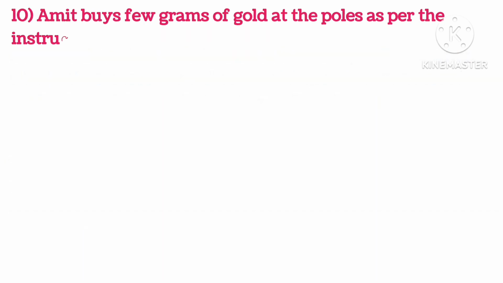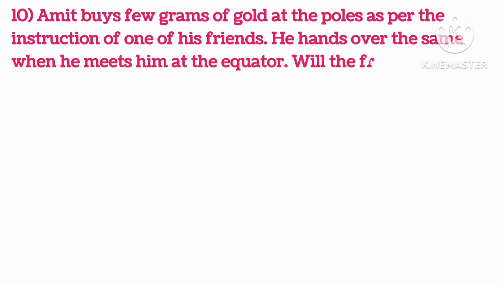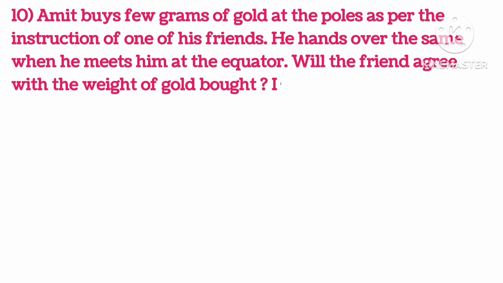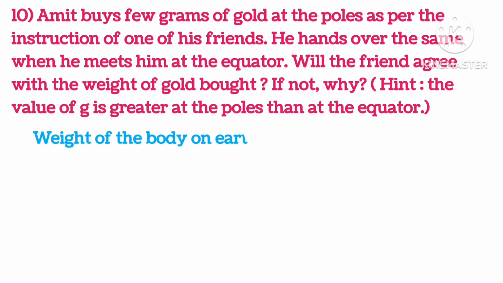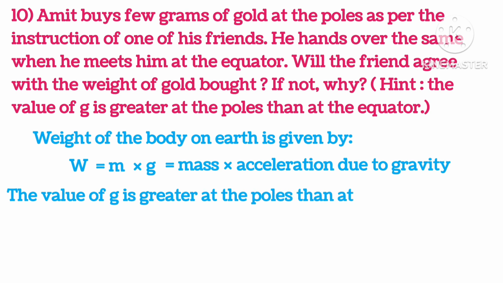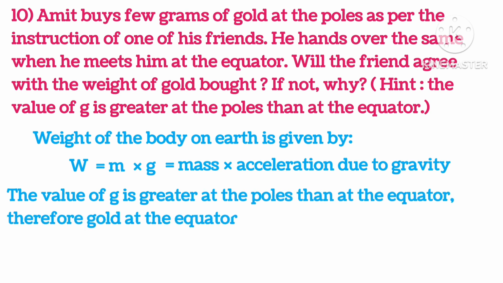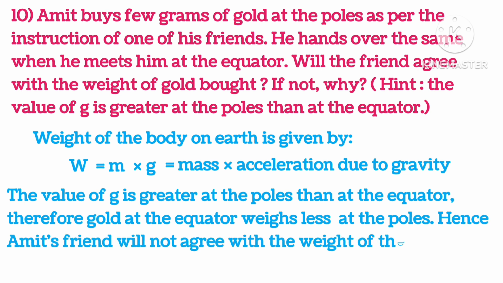Amit buys a few grams of gold at the poles as per the instruction of one of his friends. He hands over the same when he meets him at the equator. Will the friend agree with the weight of gold bought? If not, why? Hint: the value of g is greater at the poles than at the equator. The weight of a body on Earth is given by mass times acceleration due to gravity. So, the value of g is greater at the poles than at the equator. Therefore, the gold at the equator weighs less than at the poles. Hence, Amit's friend will not agree with the weight of the gold bought.